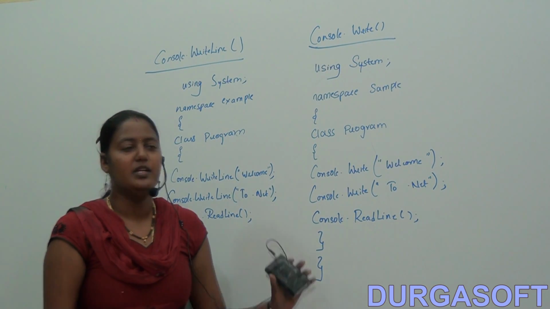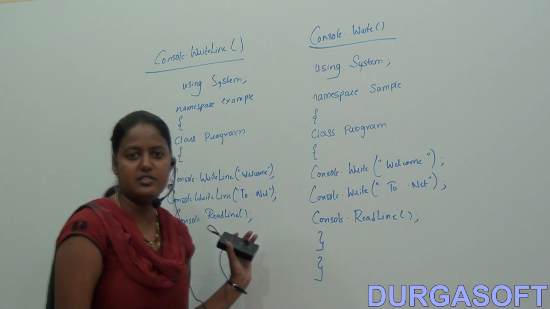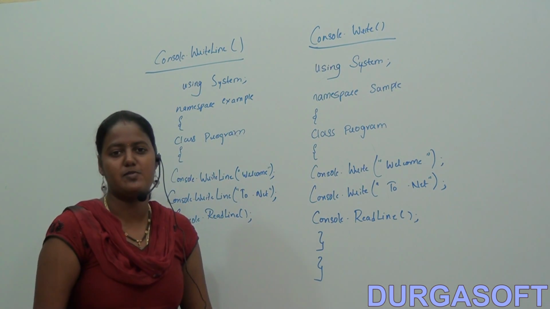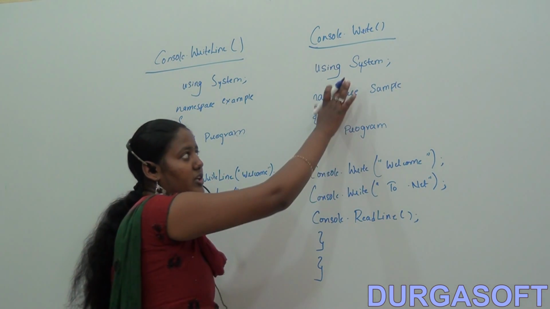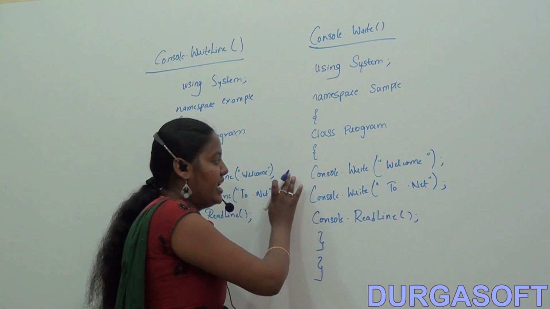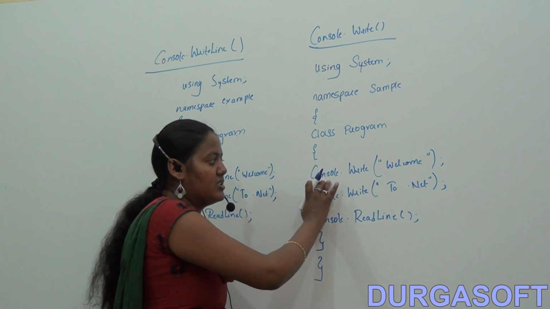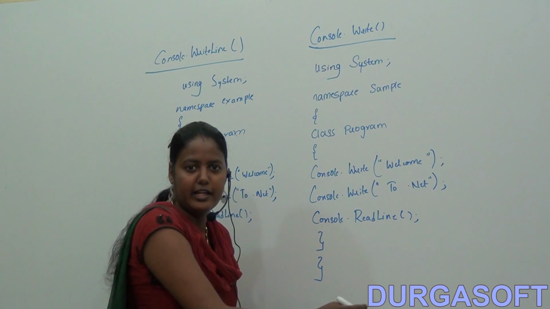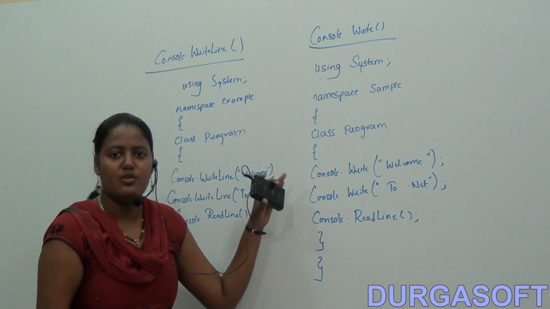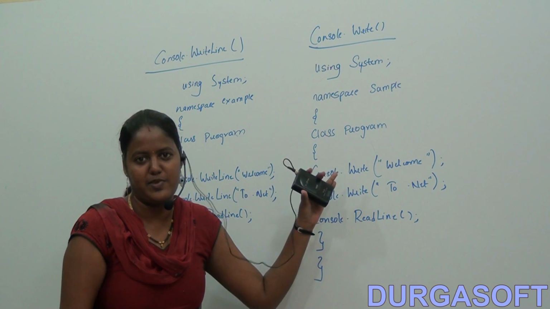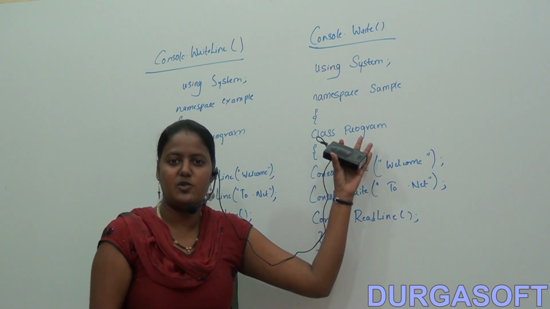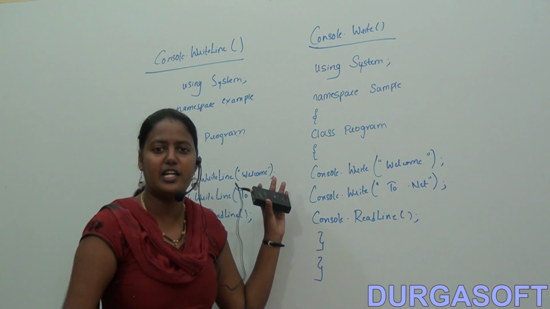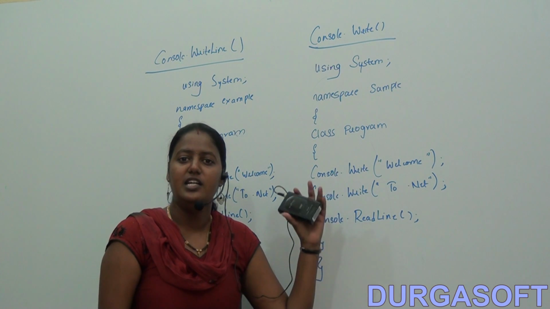A sample program to explain console.write and console.writeLine. Here we are using system, as we have to import the namespace using system. If you do not import this namespace, every time you have to write system.console.write and system.console.readLine, because console is a class which is present in the system namespace. So if we import the namespace using system, directly, without repeating the system namespace again and again, you can access the class which is present in the system namespace.